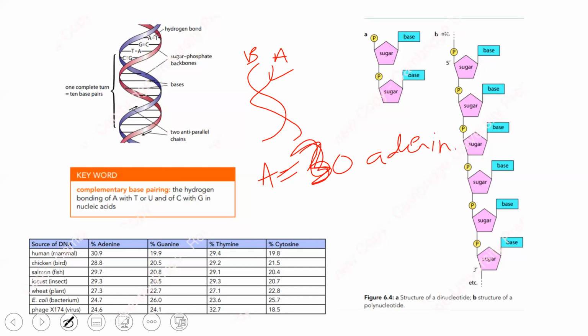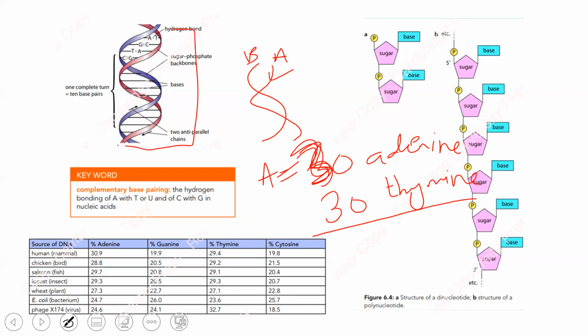So if strand A had 30 adenines, and adenine can only form a bond with thymine, which means thymine is also going to be 30, right? They cannot be more. Okay. And then if both strands together, the complete double-stranded DNA molecule, have 30 adenine, that means we're going to have 30 thymine, which means a total of 60 of these.